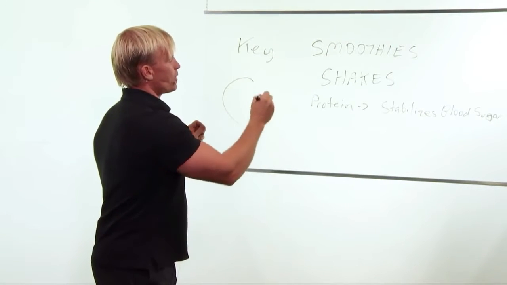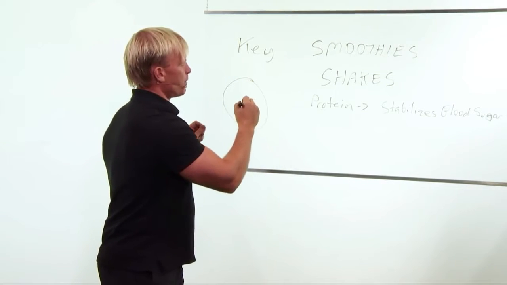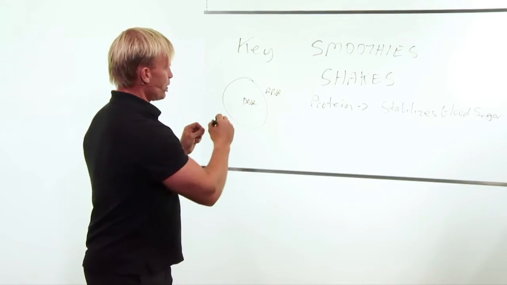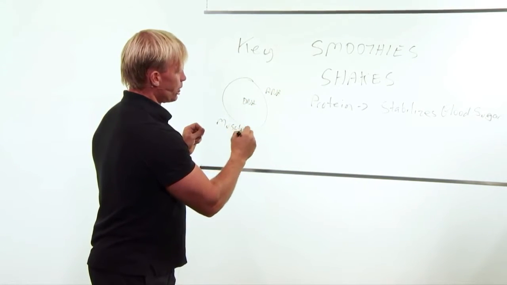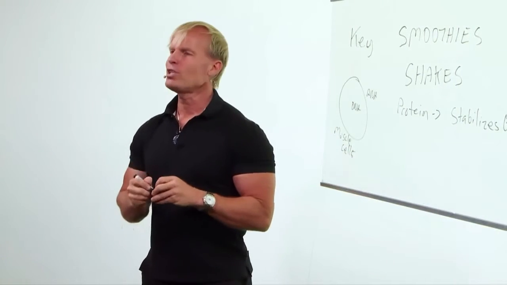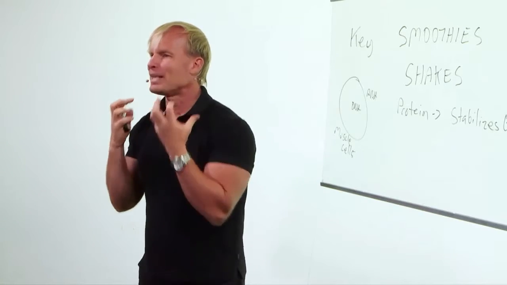If you look back to our cell, inside here we need proteins, and that's made from DNA and RNA. Our muscle cells require protein, all of these things. Besides, protein also gives a thickness to the shake that makes it appealing to the body.